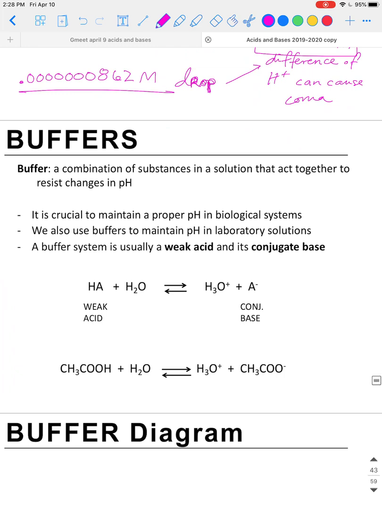All right, now let's talk about buffers. I think I'm going to pause.